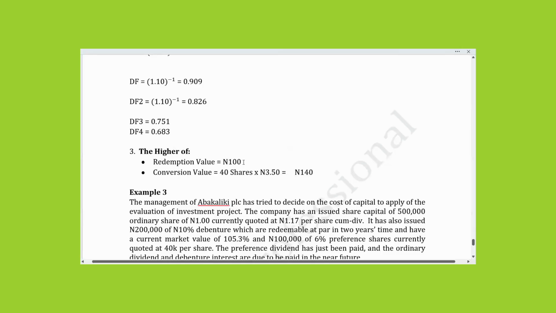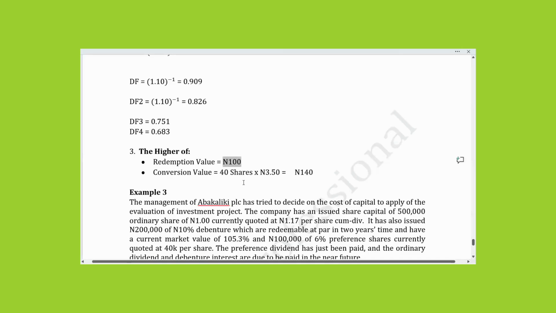Somebody will ask me, where did I get 100 naira? Of course, I told you already, the par value of debt is always quoted at 100 naira per unit. So if you are not told how the debenture or how the debt is going to be redeemed, you are going to assume it will be redeemed at par. At par means at 100 naira. If it's at a premium, it will be more than 100 naira. If it's at a discount, it will be less than 100 naira.